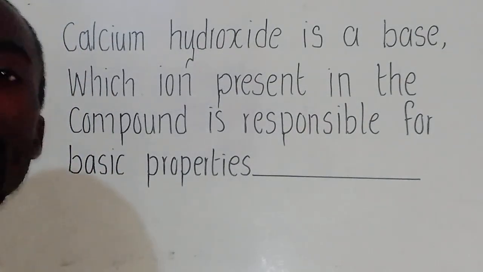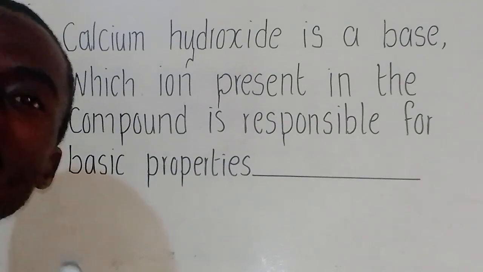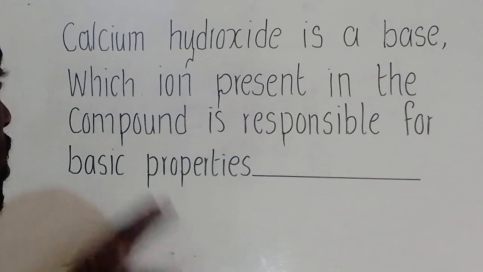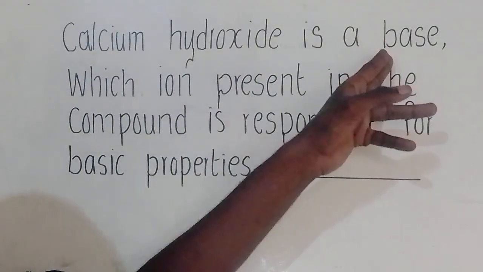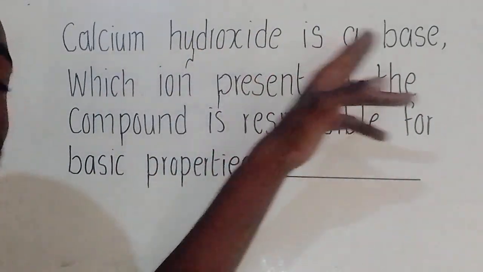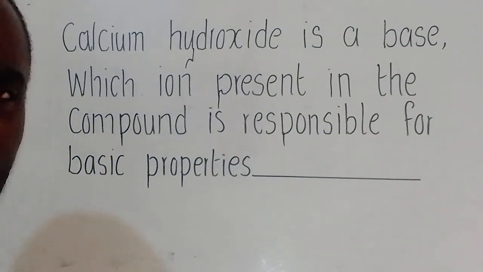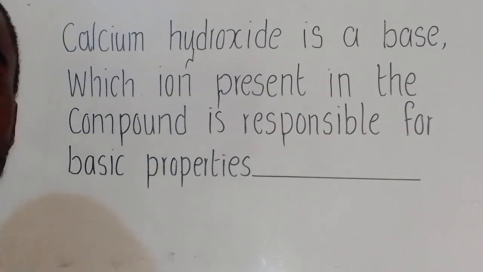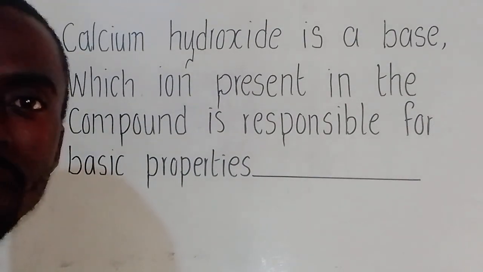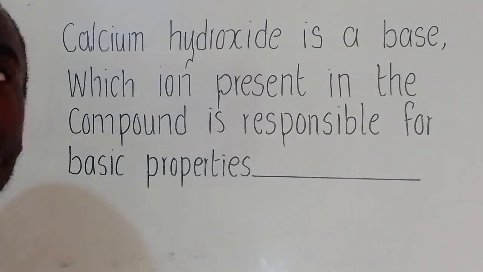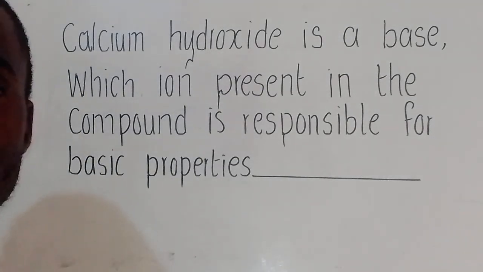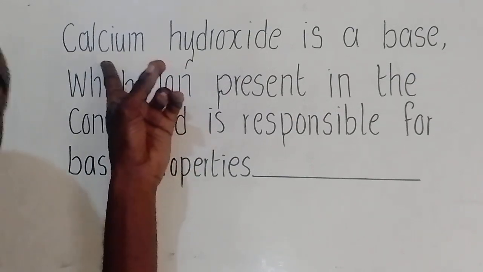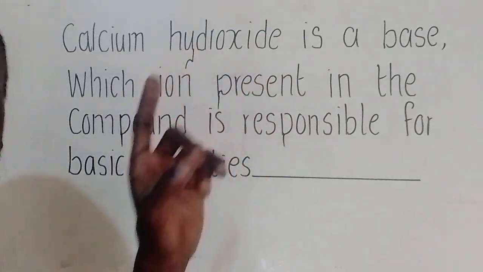In simple terms, a base is an oxide or hydroxide of a metal. For example, if I say calcium oxide is a base, calcium hydroxide is also a base. But now here we are given what? Calcium hydroxide. Calcium hydroxide is also known as lime water. But what exactly is it? It is just a white colorless substance which is made up of hydroxide and calcium. Calcium is a metal, hydroxide is a radical.